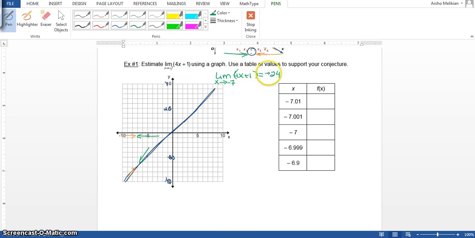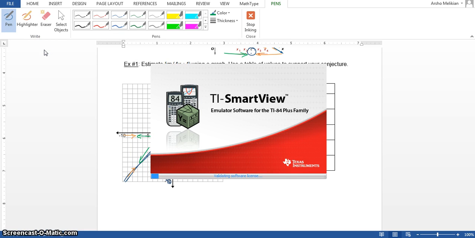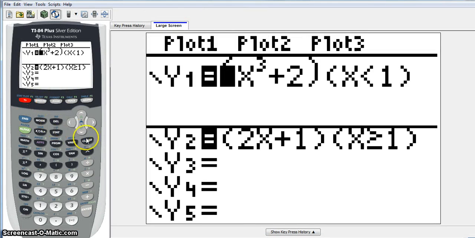Now, let's see if we can support this numerically. As I'm approaching negative 7 from this side, what are these values here? This is negative 7.01, and if I get closer, I get to negative 7.001, negative 7.00001, and so on. So let's plug in negative 7.01. The way you can do that very quickly is if you have your calculator and you plug in there 4x plus 1.